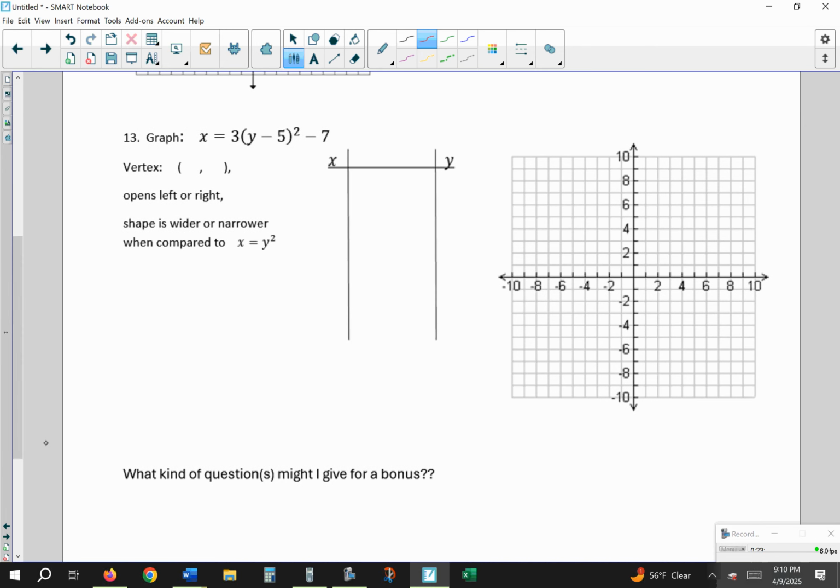All right, and then our last one. So this time we see that our y is squared. So we know that this is going to open left or right. Because this is a +3, positive tells me that it opens to the right. The 3 tells me my shape gets narrower. And let's see, vertex. Outside is my x, inside.